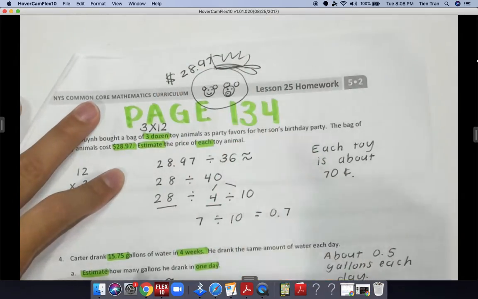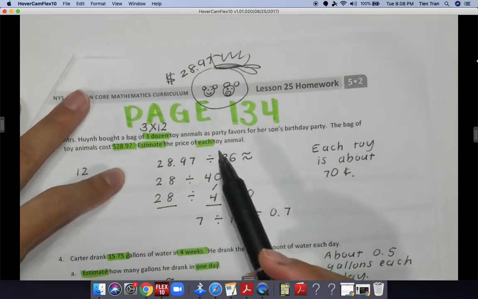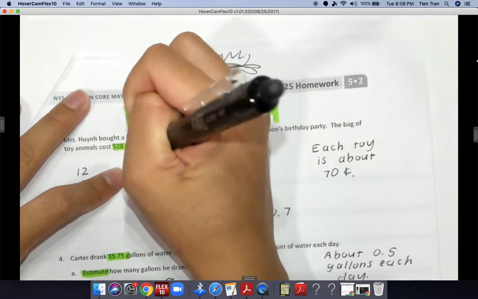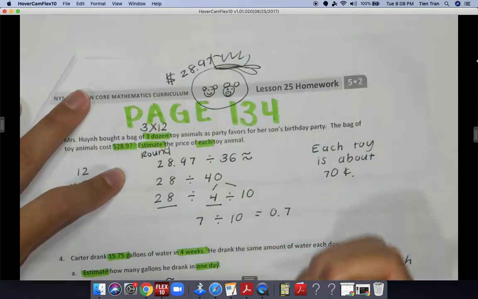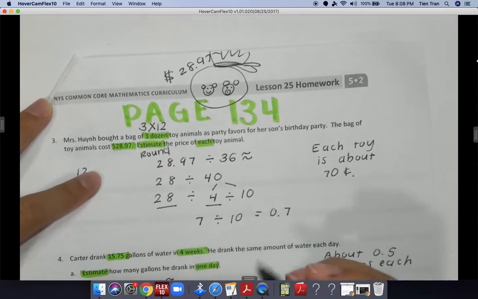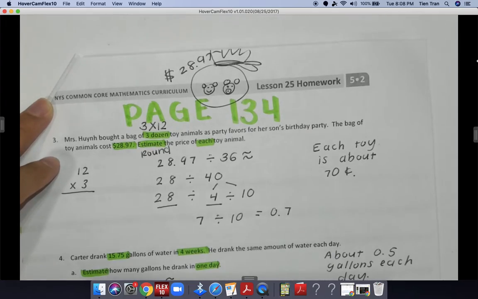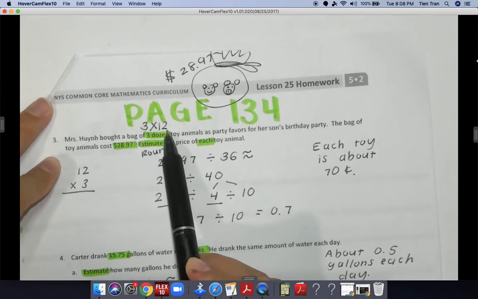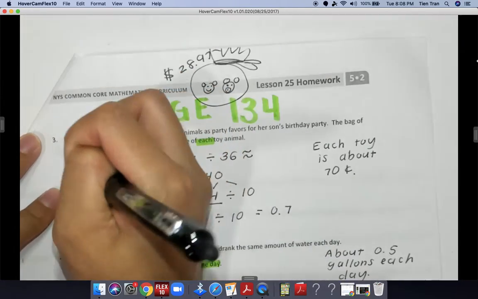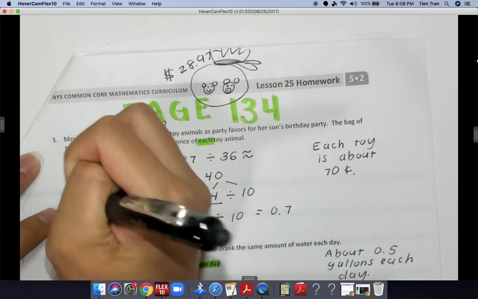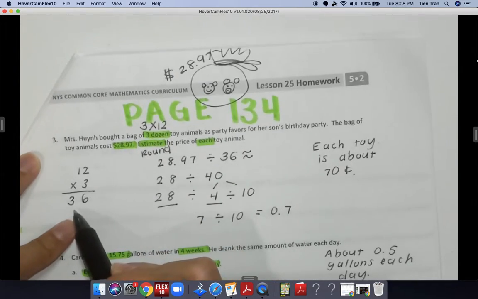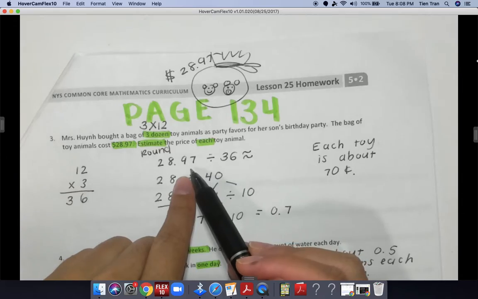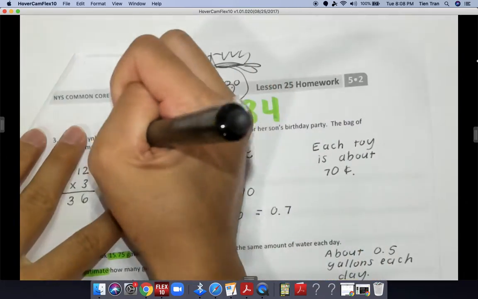So one of these costs $28.97. Now they want me to round the price, or estimate the price of each toy animal. So in order to figure that out, I first am going to multiply 3 times 12. 3 times 2 is equal to 6. 3 times 1 is equal to 3. I get 36.